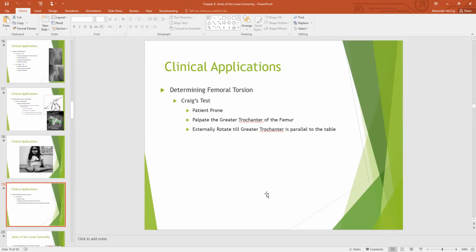This is where you have your patient lay face down and then you feel that outer greater trochanter. Remember, that's the huge big knot that's on your hips. It's that bony protuberance, okay? And then we externally rotate until we find that greater trochanter parallel to the table. So basically we're trying to see how much internal rotation we have and how long it takes us to get that externally rotated to where the greater trochanter is parallel to the table. You'd be surprised at how much torsion we're seeing more in kiddos nowadays.